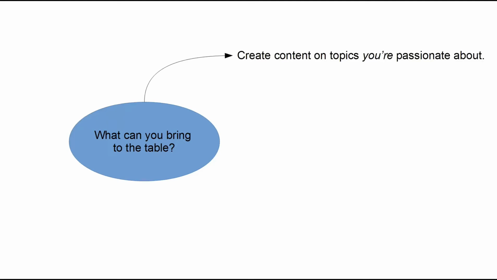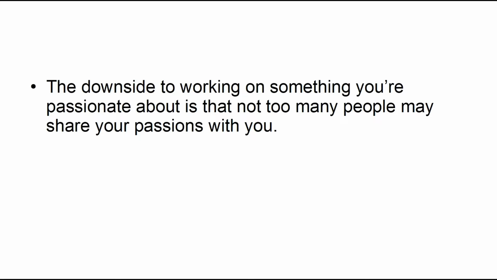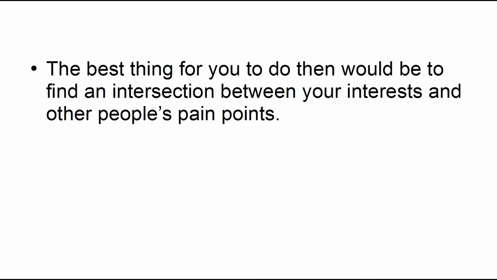brand. The first thing you need to do is identify what you bring to the table. There are two ways you can go about this. You can either create content on topics you're passionate about, or you can narrow down your target audience and focus on what they want. The downside to working on something you're passionate about is that not too many people may share your passions with you. So, even if you publish tons of content, if not enough people are interested in it, then you could be wasting your time. The best thing for you to do then would be to find an intersection between your interests and other people's pain points.